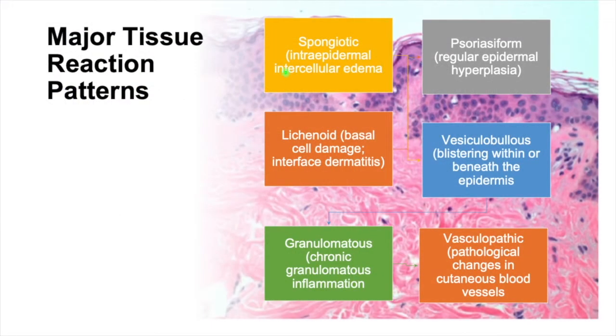So we so far have covered the major 5 different patterns. We said the spongiotic and psoriasiform are confined to the epidermis, and then we said that lichenoid and vesiculobullous are confined to the dermal epidermal junction. We spoke last week about granulomatous, and today we will cover vasculopathic pattern.